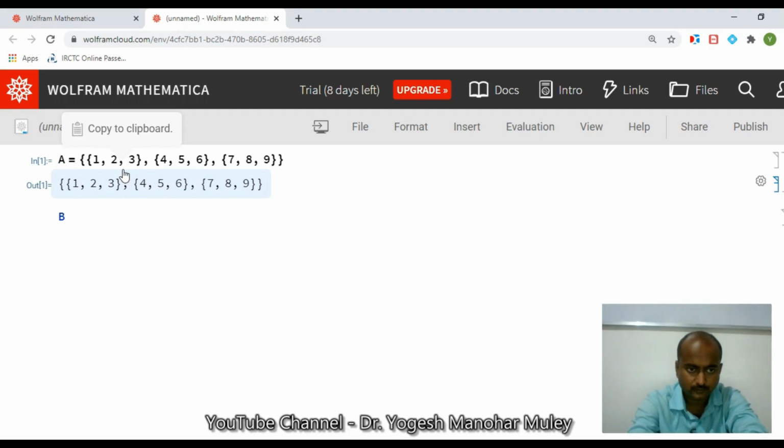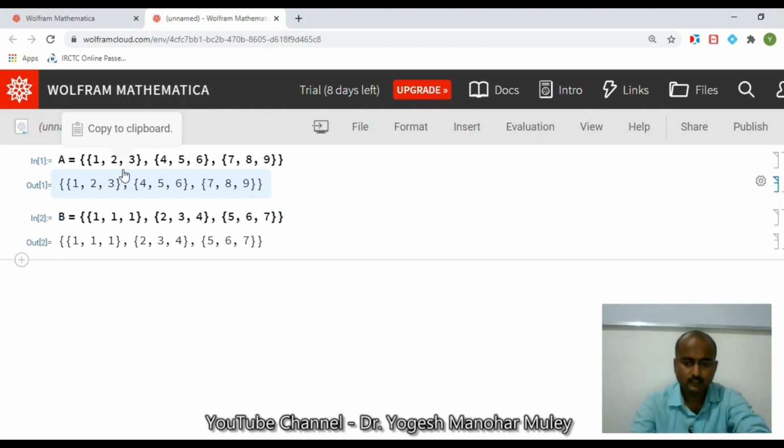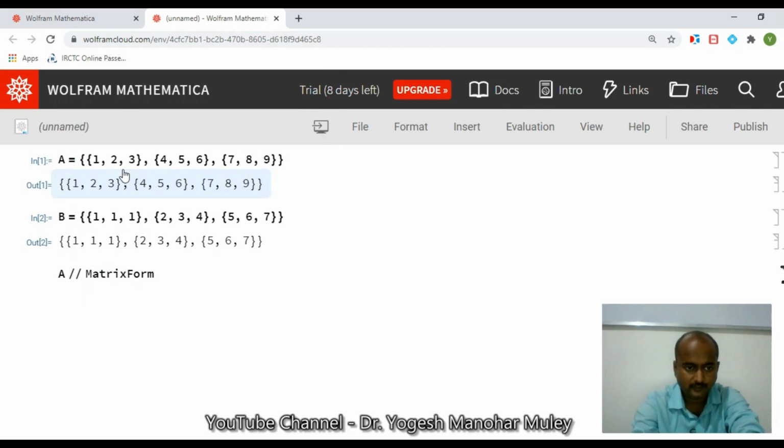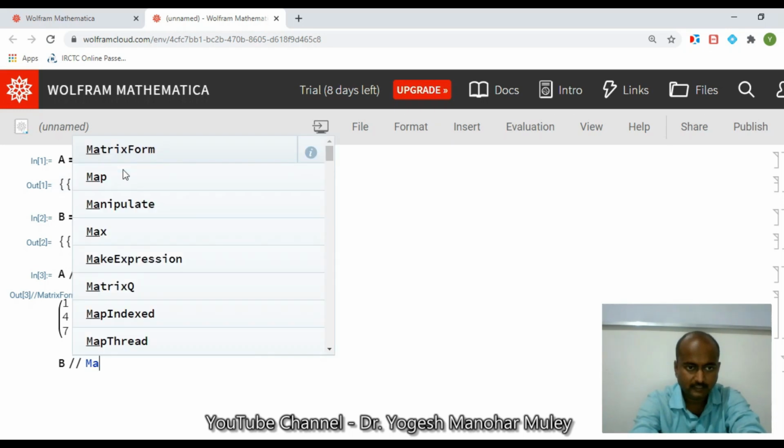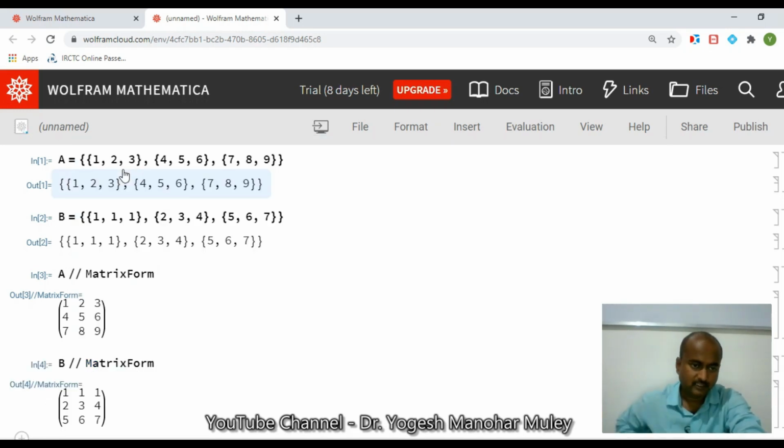Again B equals 1, 1, 1, then next 2, 3, 4, next 5, 6, 7. Okay, so capital A double backslash MatrixForm will show A in matrix form, then B double backslash MatrixForm will show matrix B in matrix form.